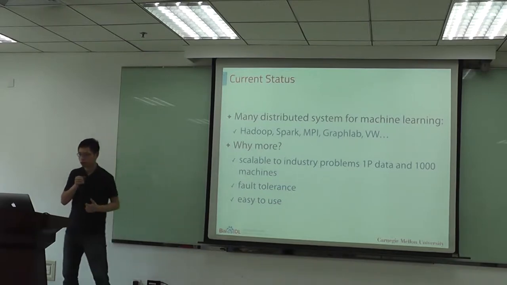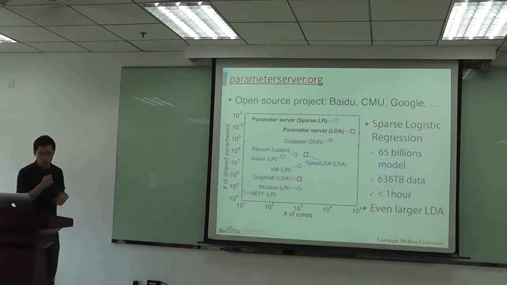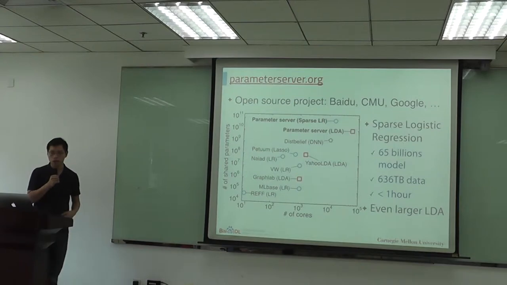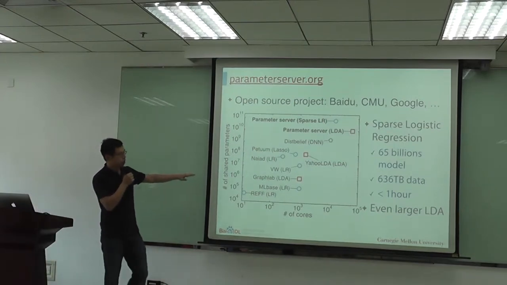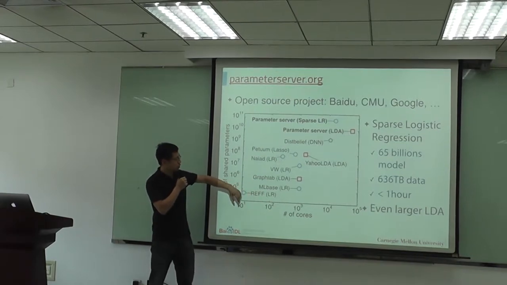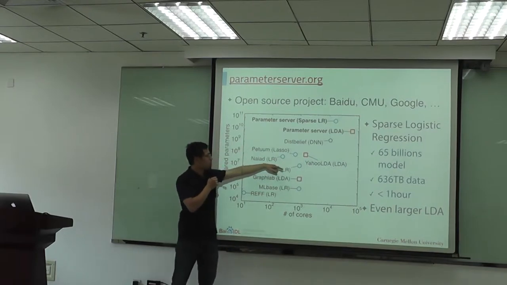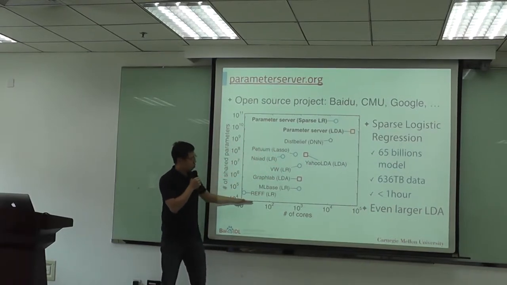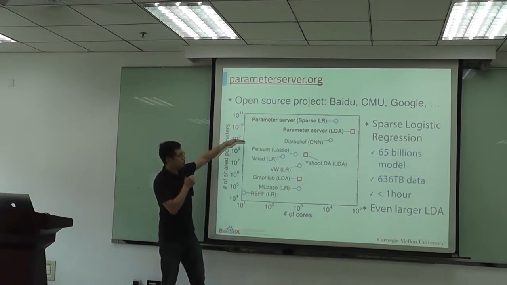What we want to talk about today is a distributed system. It's developed by Baidu, CMU, and Google. This is the largest scale experiment we ran on different systems. This one is from Microsoft, this is Spark, GraphLab, VW, and so on, and this one is from Microsoft, Yahoo, and Google. Here is the number of CPU cores you use, and this is the size of the model you have.